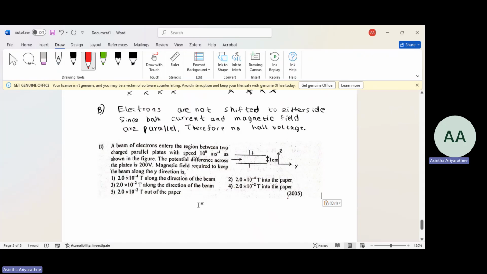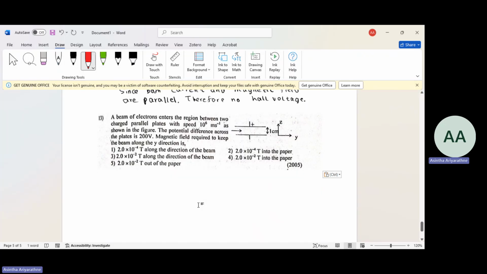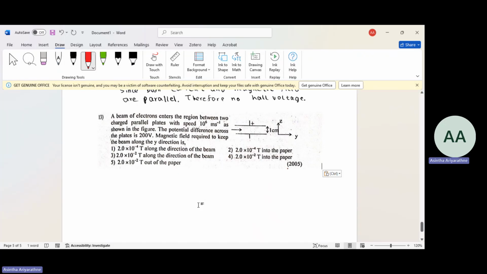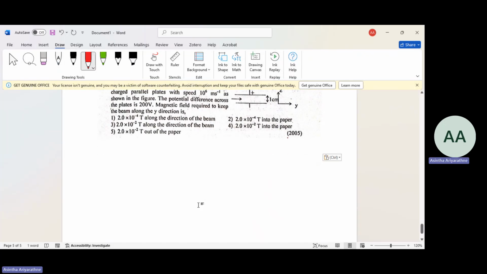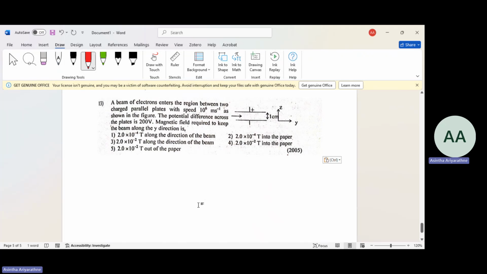A beam of electrons enters the region between two charged parallel plates with speed 10^6 m/s, as shown in the figure. The potential difference across the plates is 200 volts, and the beam travels along the y direction. We need a magnetic field to keep the beam along the y direction.